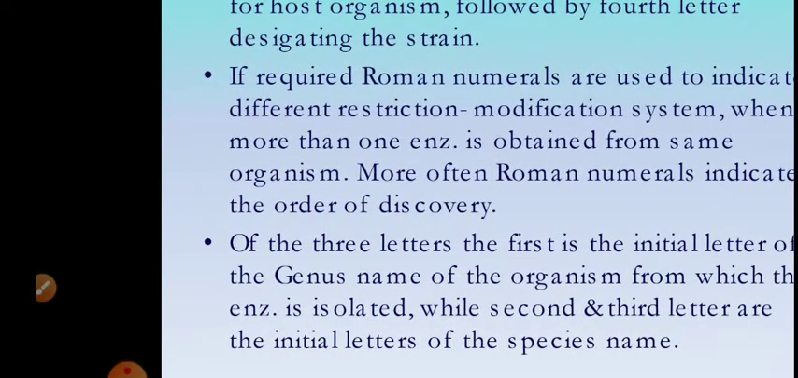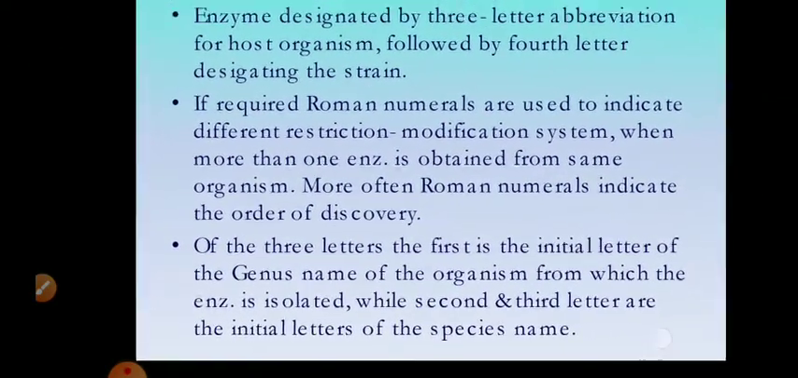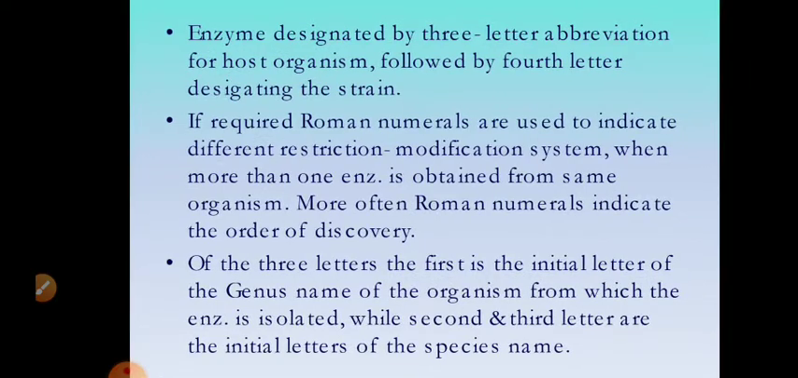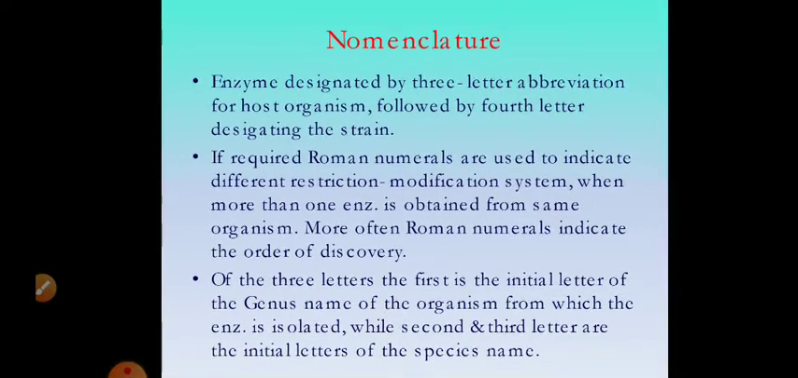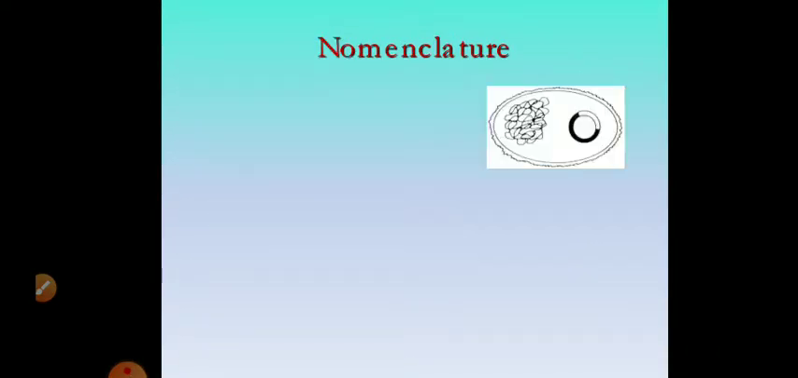So of the 3 letters, the first is the initial letter of the name of the genus of the organism, and the second and third letters are the species of the organism. The 4th letter is the name of the strain. So let us discuss the nomenclature.